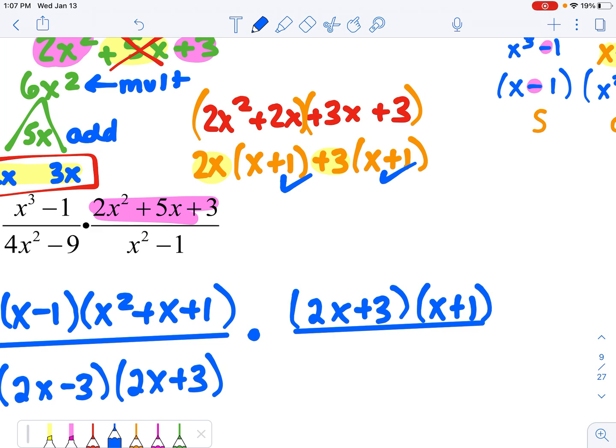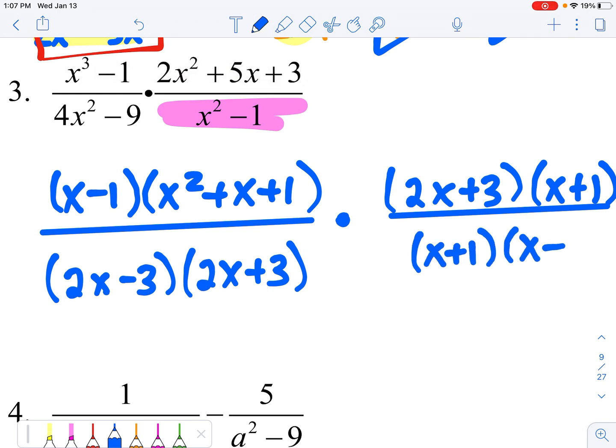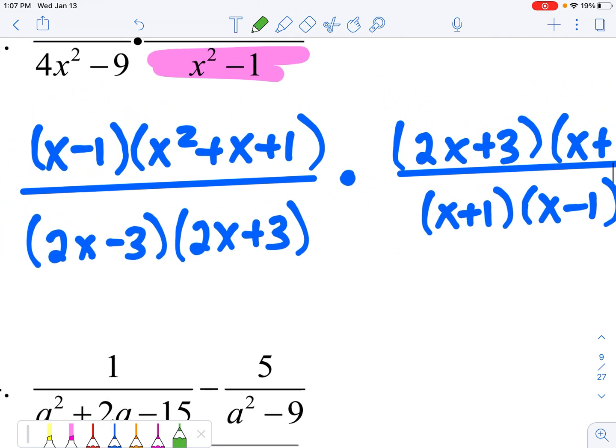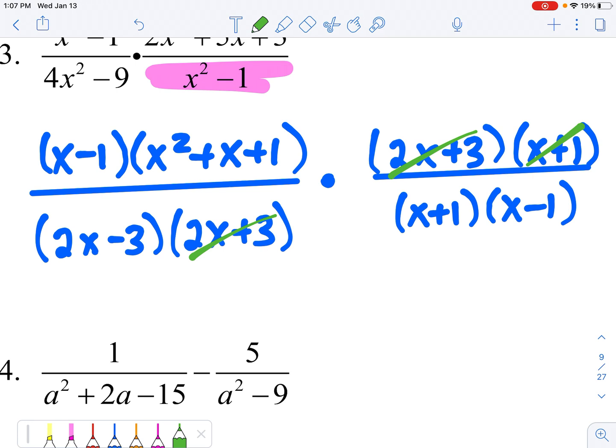Now the last thing we have to factor is the x squared minus 1, and that's our difference of two terms, x plus 1 and x minus 1. Now keep in mind, this is a multiplication problem, and with multiplication problems, once everything is joined with multiplication, you could go ahead and cancel.